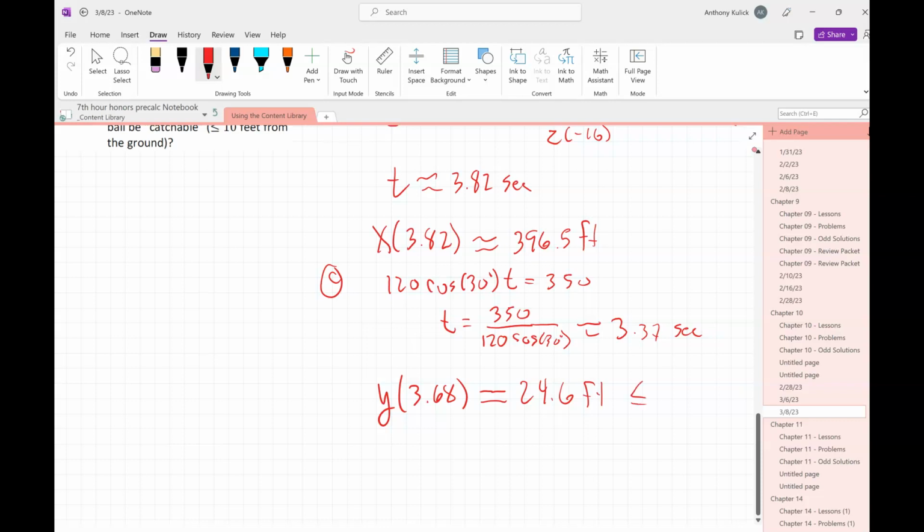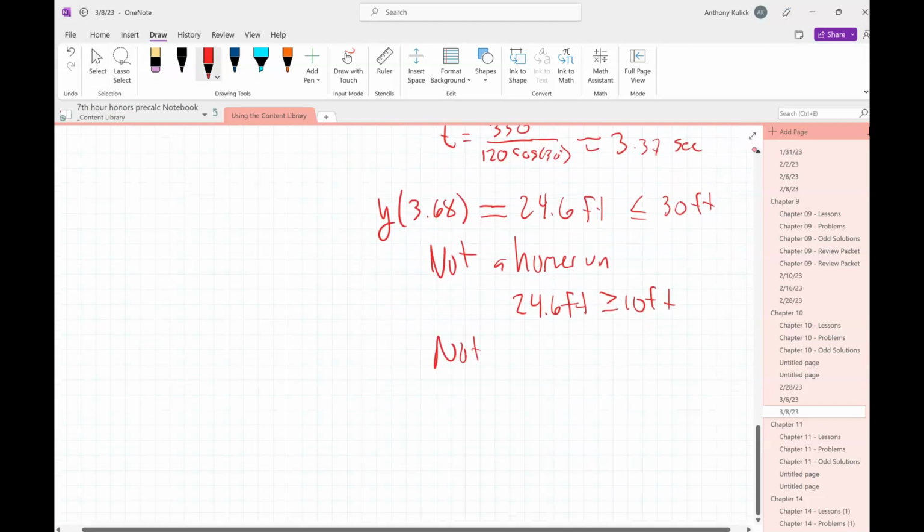Now that's less than or equal to 30 feet, so not a home run. Maybe. But it's also bigger than 10 feet, so not catchable. So that's probably bouncing off the wall for a double or something. Maybe a single. Maybe a triple.